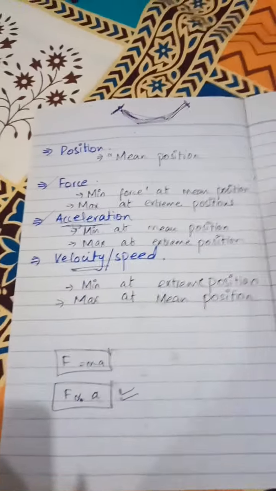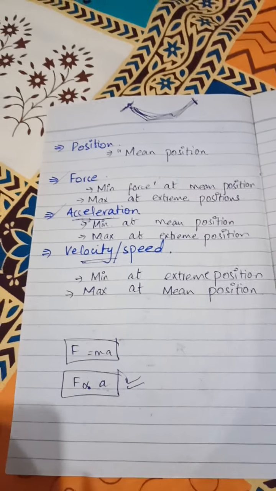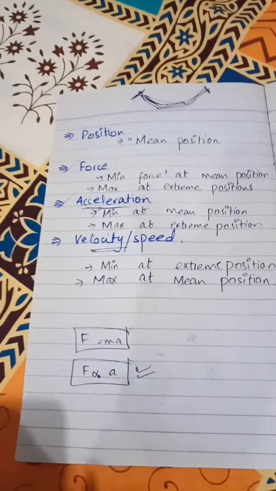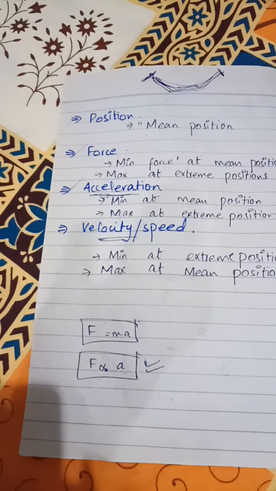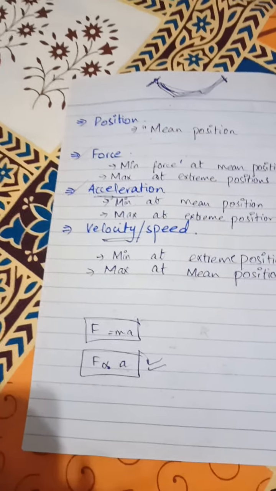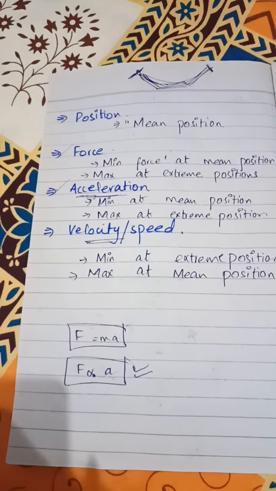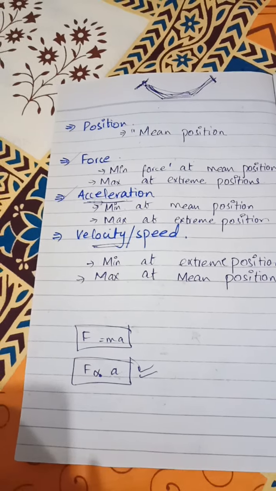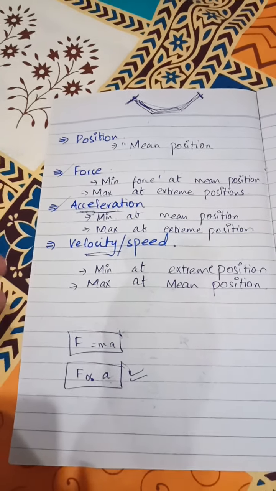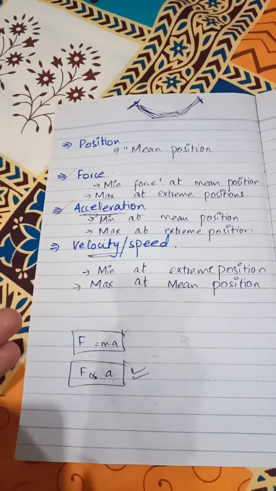If you are clear with all of these points, you can easily write about simple harmonic motion, because these are the points that are theoretically written in our book. You can simply memorize them and write them in your notebooks and on your papers, and it is easy to memorize. Just keep these 4 points in your mind and you can explain with reference to any example.